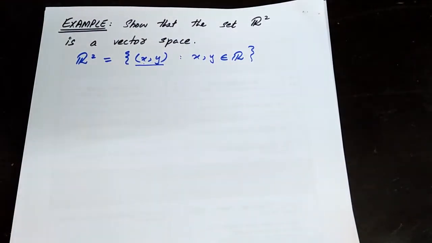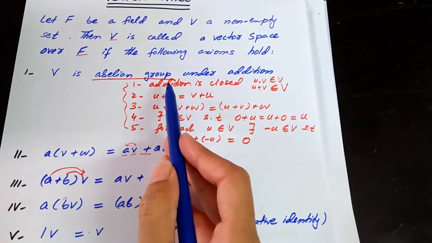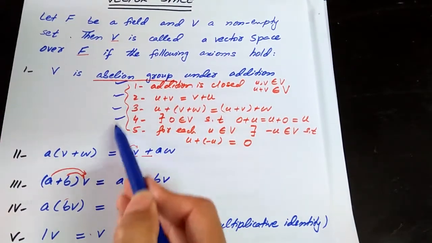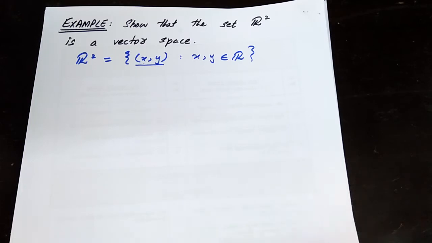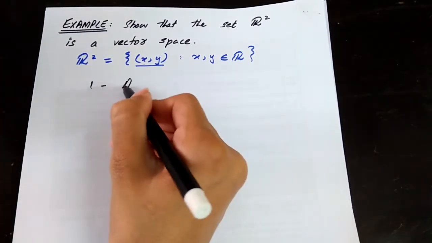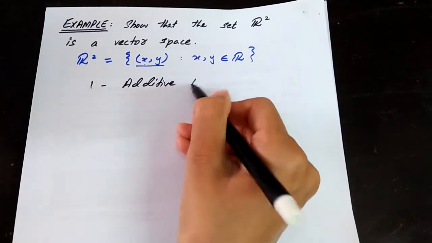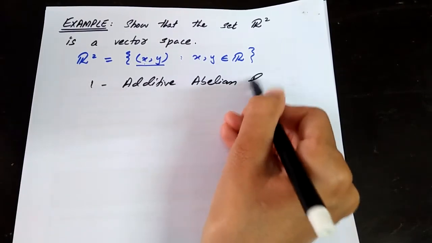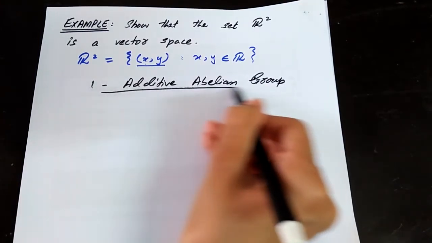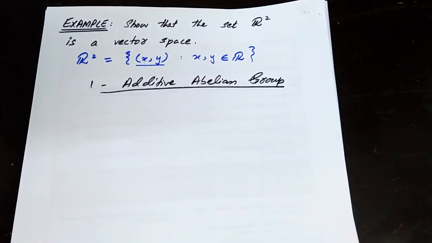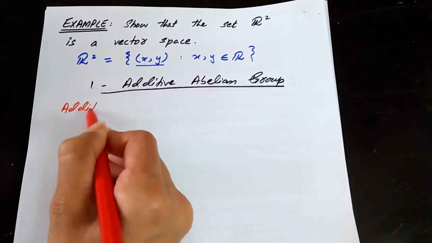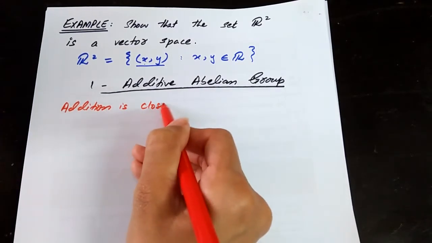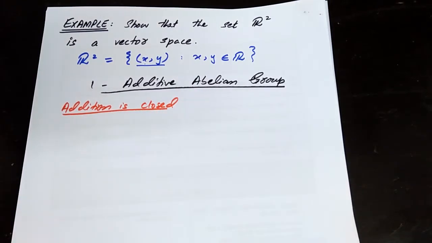For that purpose, you have to show your first axiom, that V is an abelian group. For that purpose, you have to show all these axioms, and then we'll proceed further. The first property that you have to show is additive abelian group. And for that, the first thing that you should show is that addition is closed.